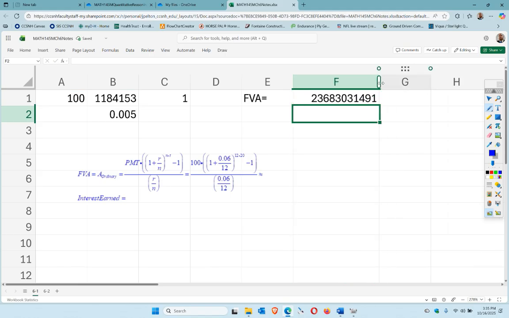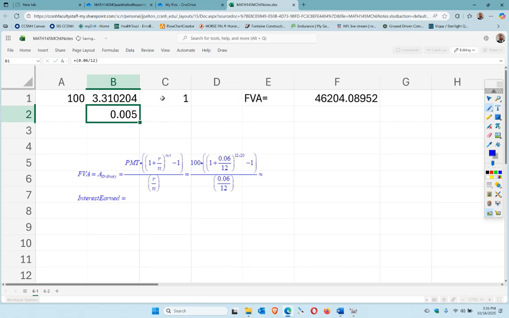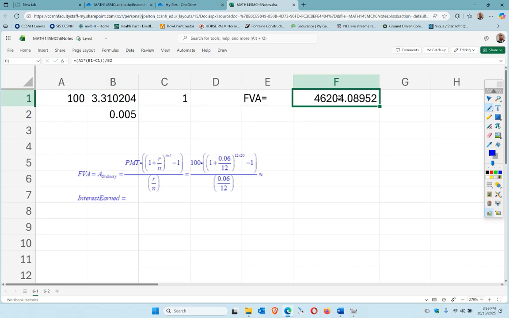I think we messed up. Oh, I see what we forgot. We forgot the divided by 12. That's what we forgot, right? Because it's 0.06 divided by 12. That's the piece we forgot. Ah, there we go. So there's our amount there.